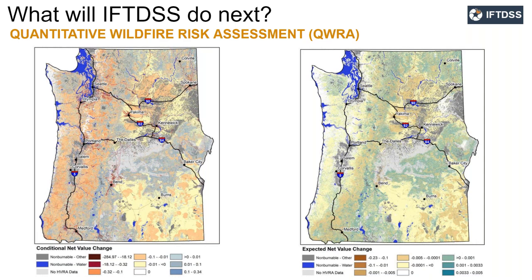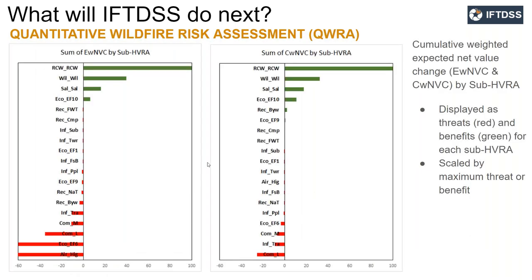This is directly from the Pacific Northwest QRA documentation. So these are two of the maps that are frequent with these risk assessments, and we feel that would also be beneficial for users in IFTDSS. We haven't figured out all the details, but we are going to do some sort of charts and statistics and other numbers that summarize the map data based on the HVRAs that you've chosen and other metrics, but we're still hammering out the details on that.